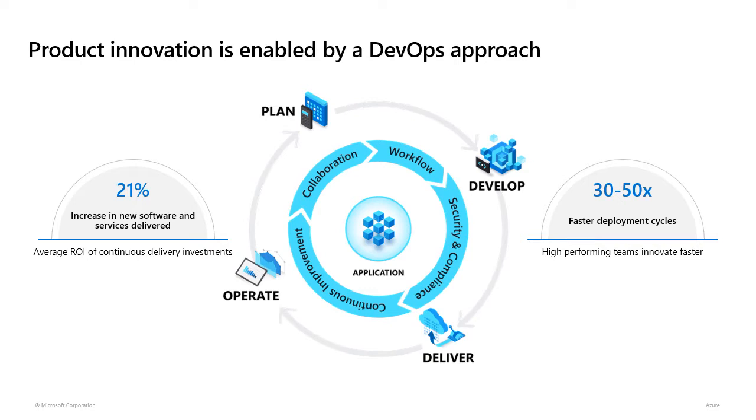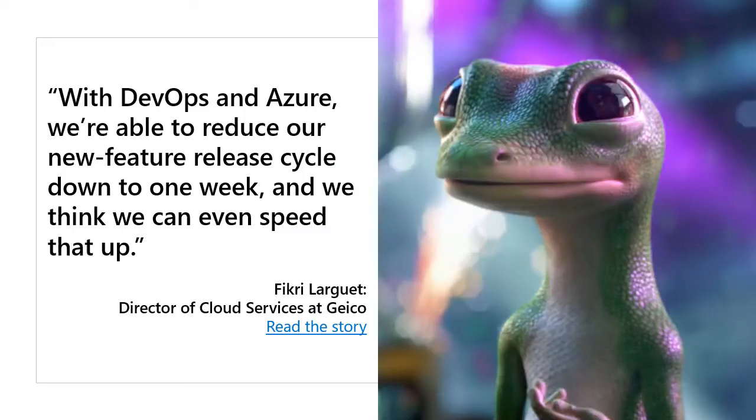Because of this simple cyclical approach to application development, it has resulted in 30 to 50 times faster deployment cycles of applications. So instead of waiting for months or even a year for new versions of software to come out, you come up with newer, smaller versions of the software more frequently. Users don't even notice it because they continue to run the application, and they only notice the new features once you release them in a minor fashion. There's also a 21% increase in new software and services delivered, and the average ROI of continuous delivery investments continues to increase.